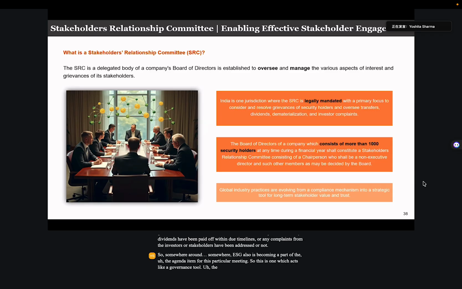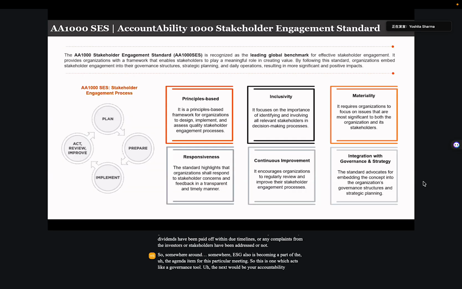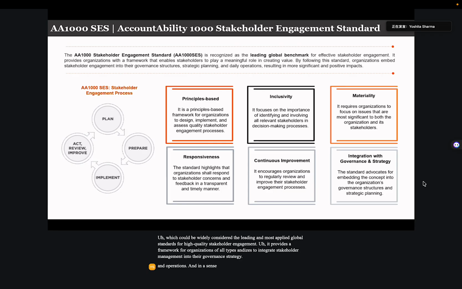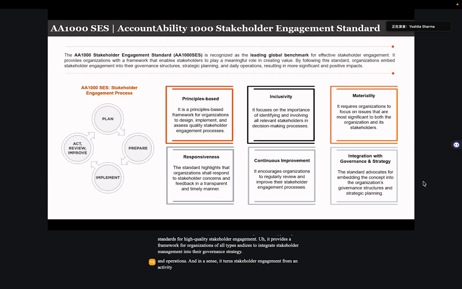The next would be your AccountAbility AA1000 Stakeholder Engagement Standards, which could be widely considered the leading and most applied global standards for high quality stakeholder engagement. It provides a framework for organizations of all types and sizes to integrate stakeholder management into their governance strategy and operations. And in essence, it turns stakeholder engagement from an activity into a governance-backed strategic discipline.